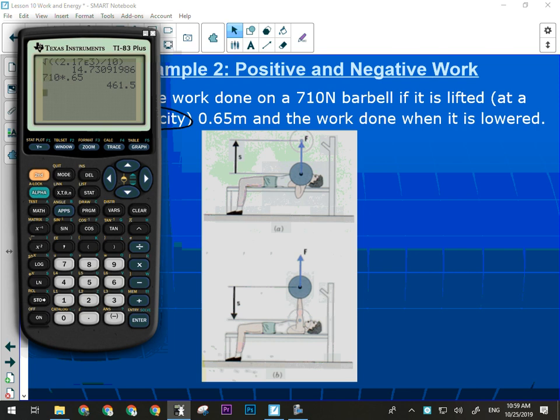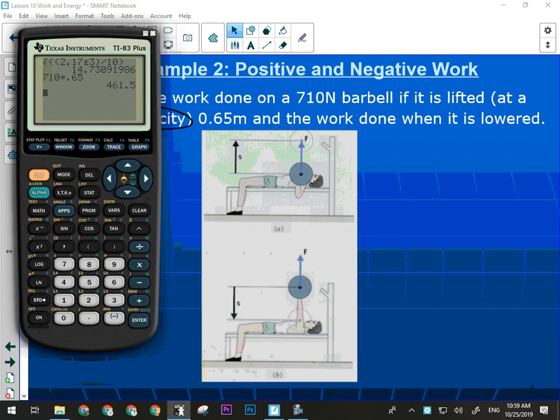Now, that work from the barbell's point of view is going to be positive or negative? Negative. When I lifted the barbell, from the barbell's point of view, it gained 461.5 joules worth of energy. It didn't have any energy sitting on my chest, but when I lifted it, it did. So from its perspective, that was a gain or a positive work. When I lower it back down, it's going to lose that energy. So that's negative work.